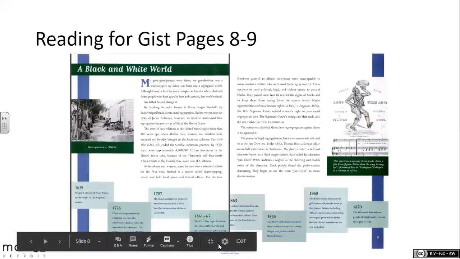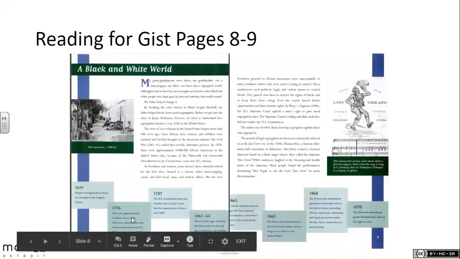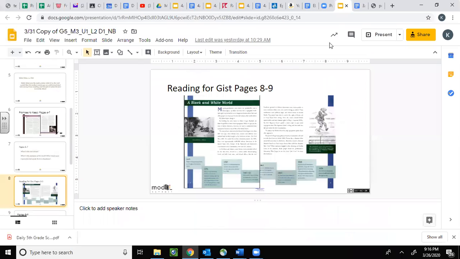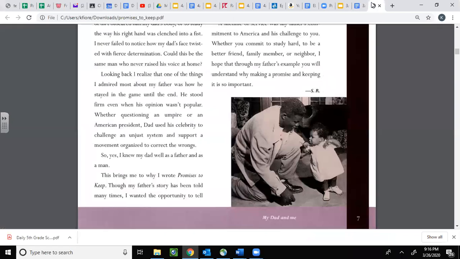All right, so we're going to move into reading pages 8 and 9. And then we'll talk about going back and doing some gists.